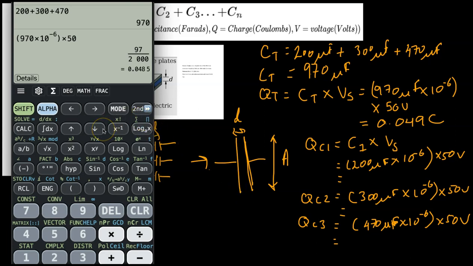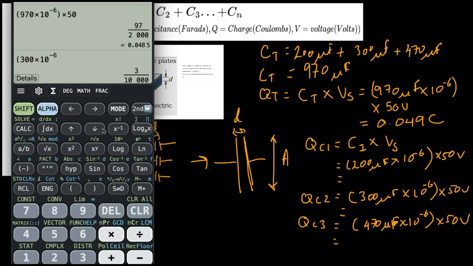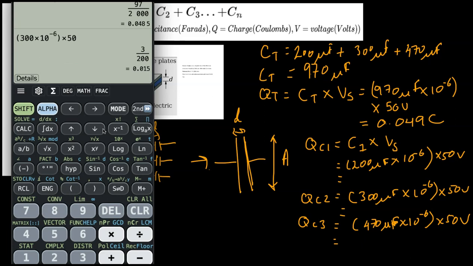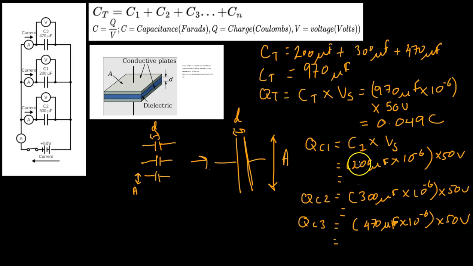The first one we've got to do is 300 by 10 to the negative 6 multiplied by 50 volts, 0.015 coulombs. Let's do the next one.